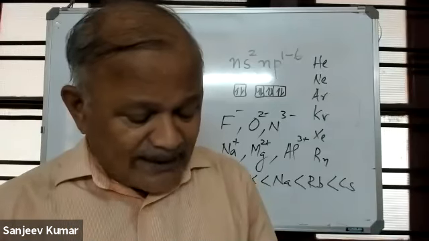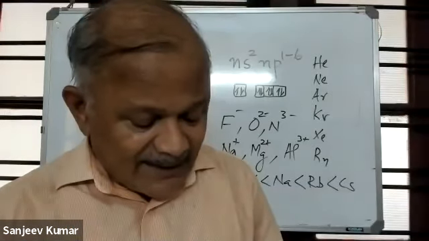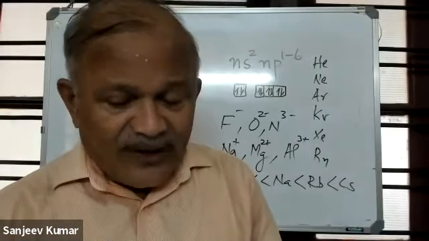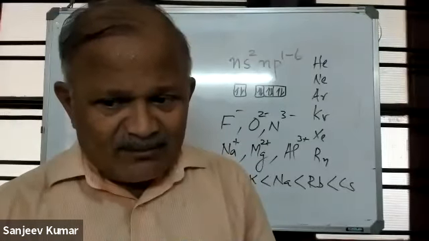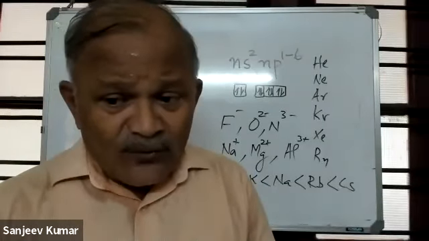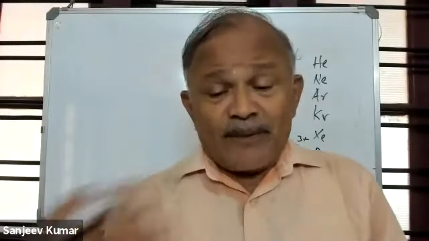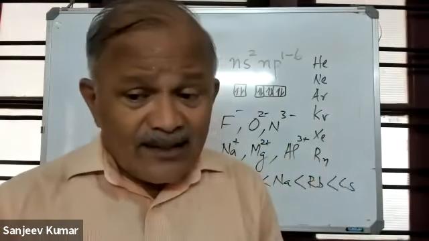The correct electronic configuration of chromium is asked again. It is 1s2, 2s2, 2p6, 3s2, 3p6, 3d5, 4s1. Remember, it is 3d5, 4s1. And copper is 3d10, 4s1.